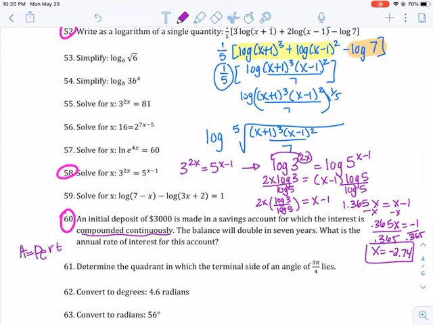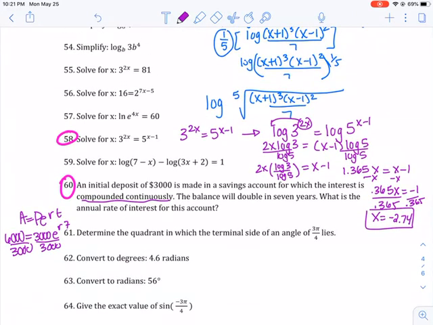It's 3,000. It's going to double. Okay, so if it started at 3,000, that's your P. If it's doubling, it's going to become 6,000. e stays e. The rate we do not know. Time is 7. Okay, so first thing you're going to do is divide both sides by 3,000. All right, so now we have 2 equals e^(7r).